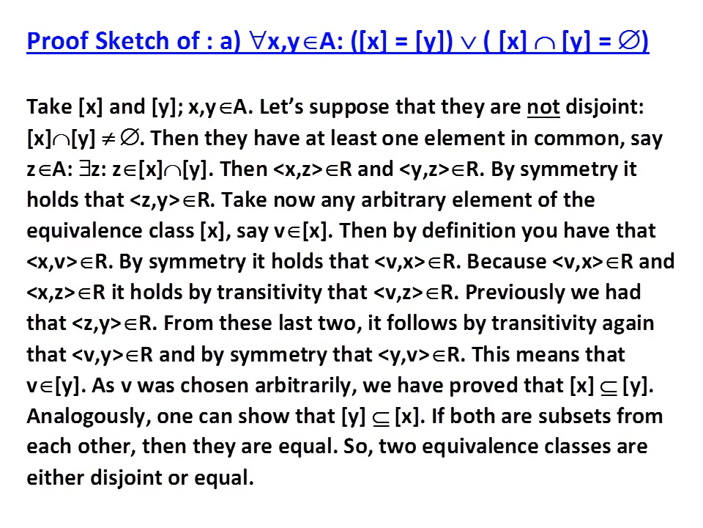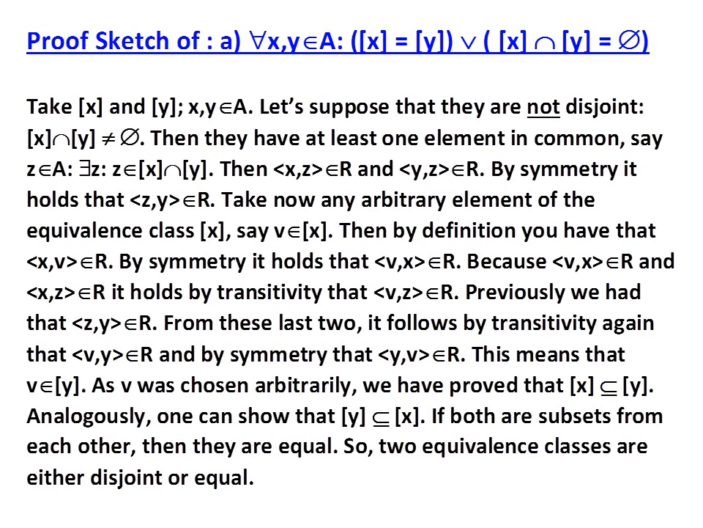To prove this, take the classes [x] and [y]. Let's suppose that they are not disjoint. Then they have at least one element in common, say z. Then (x, z) is an element of R and (y, z) is an element of R too. By symmetry, it holds that (z, y) is also an element of R.